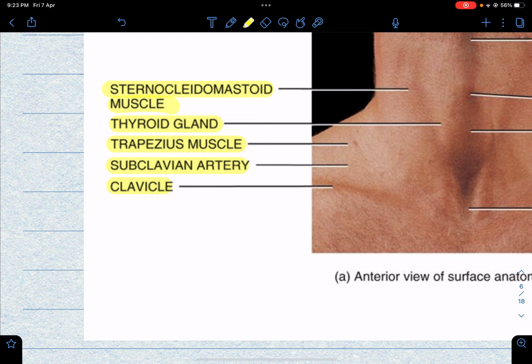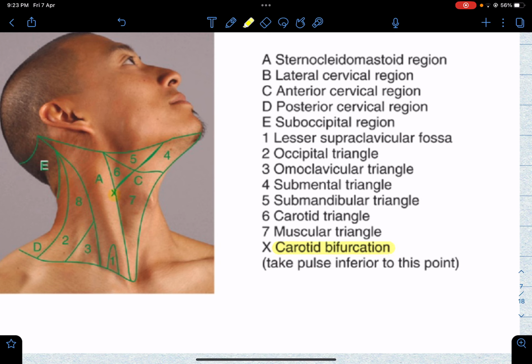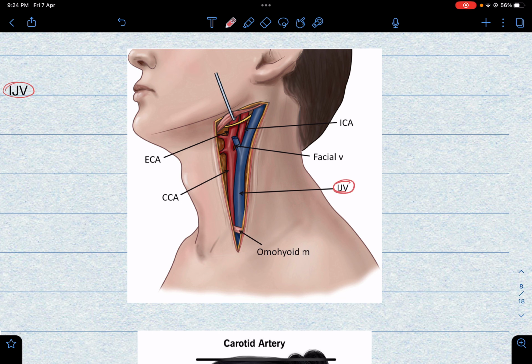Okay, with that being said, here I wanted to illustrate the carotid bifurcation. Here is where the carotid goes and then bifurcates. Here's the internal jugular vein, which lies lateral to the internal carotid artery, and the internal carotid artery lies medial to the internal jugular vein.